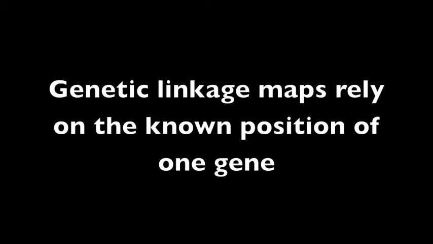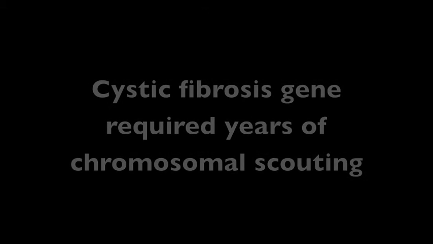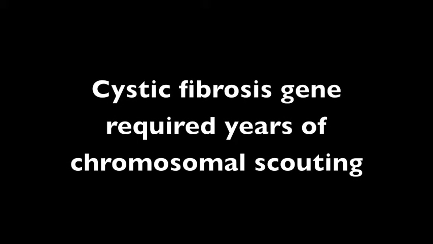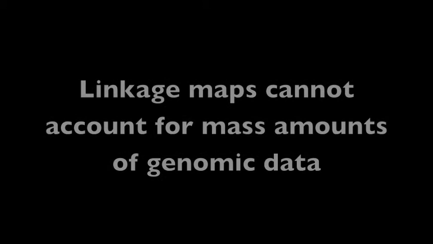However, as I have previously mentioned, linkage maps rely on knowing the location of one gene in a linked pair or group, in order to determine the position of the faulty gene in question. Linkage maps may only provide knowledge based on previous knowledge derived from base-by-base research, much like what was done with the cystic fibrosis gene that required years of chromosomal scouting to locate. In this way, linkage maps are very much a casual method, relying on what is already known.